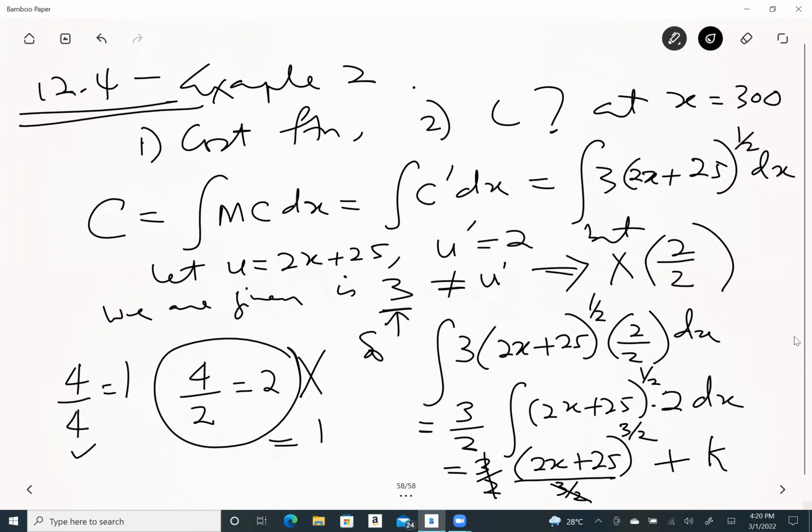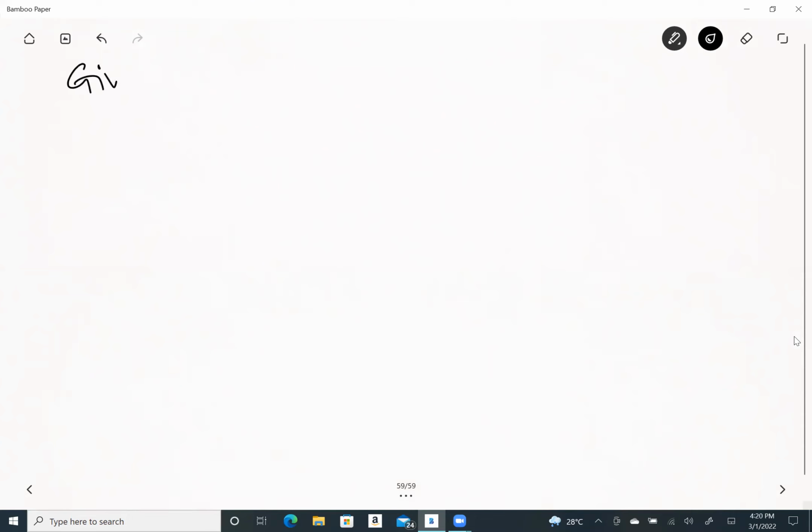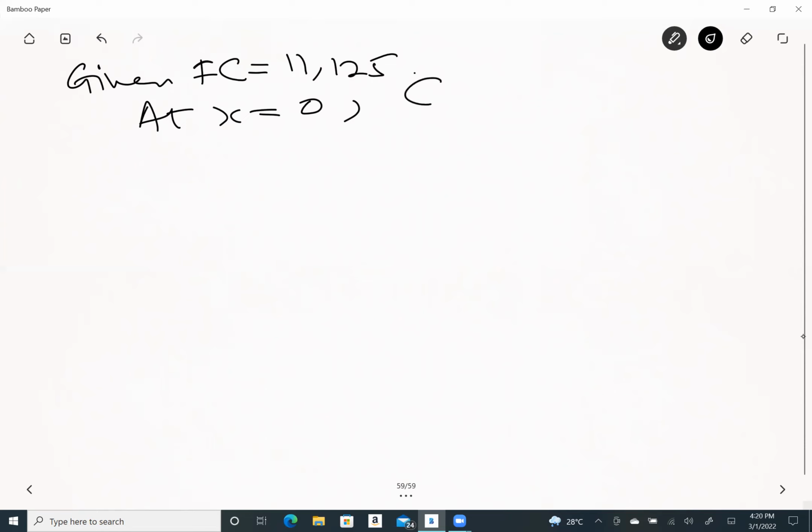So now you want to find k. So what do we do? You are given the fixed cost. So to get the k, you are given the fixed cost, where cost is equal to 11125. So what is the fixed cost? Fixed cost is the cost that you incur at x equal to 0. So at x equal to 0, the cost is equal to 11125.